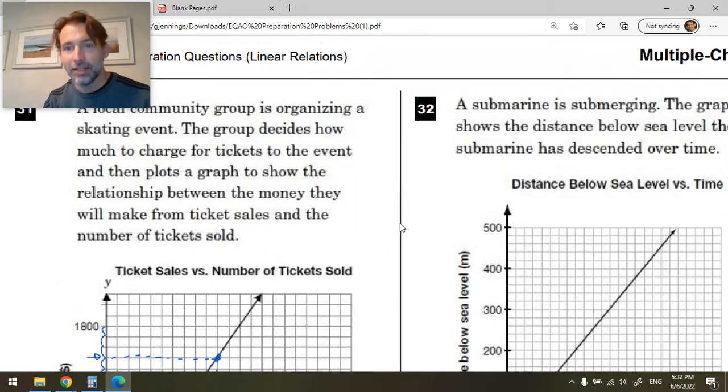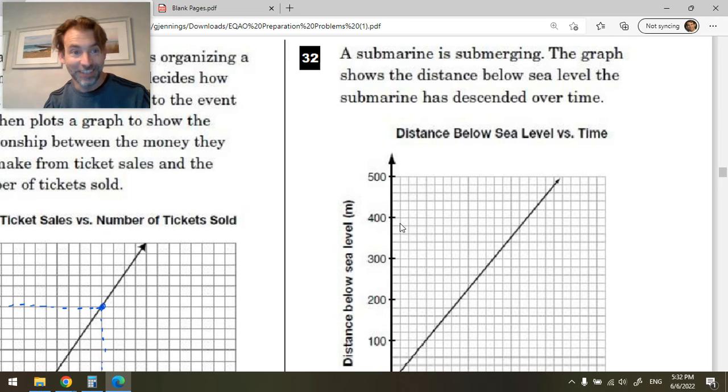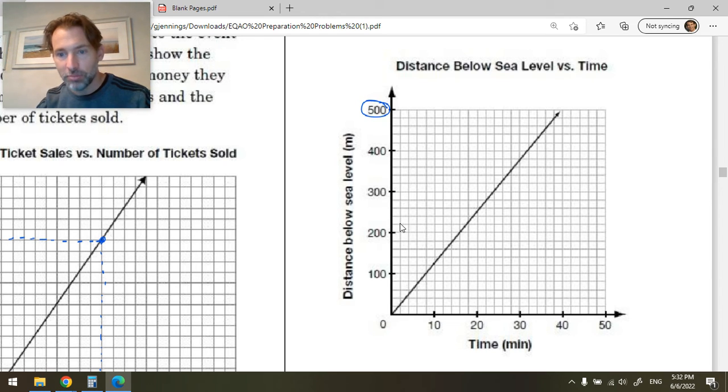A submarine is submerging. Good for that submarine. The graph below shows the distance below sea level the submarine has descended over time. If you flip this graph upside down, that would be a picture of the submarine going down. It goes to a depth of 500 meters after 40 minutes.